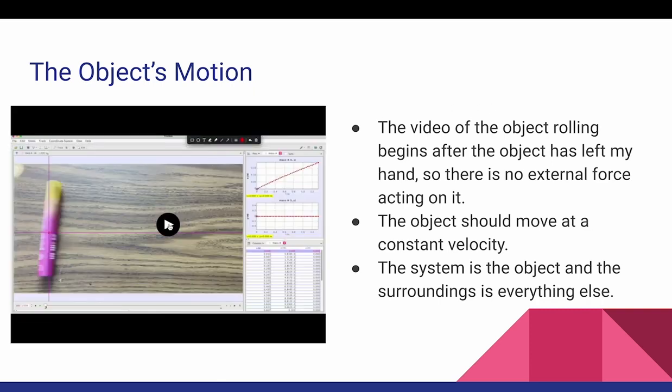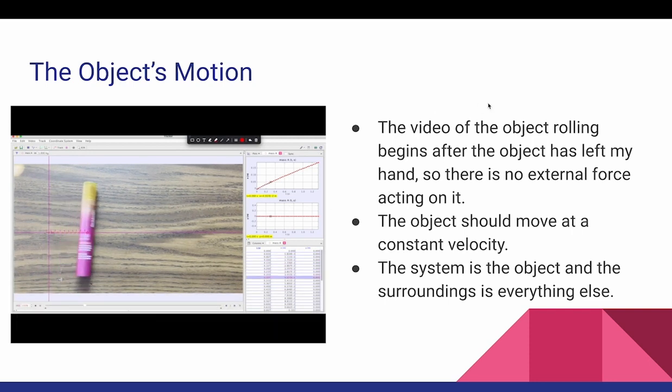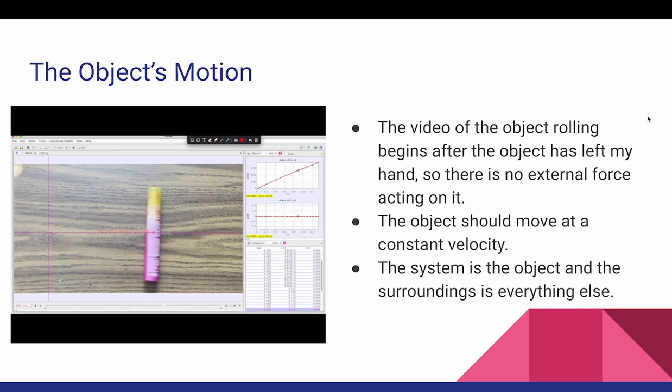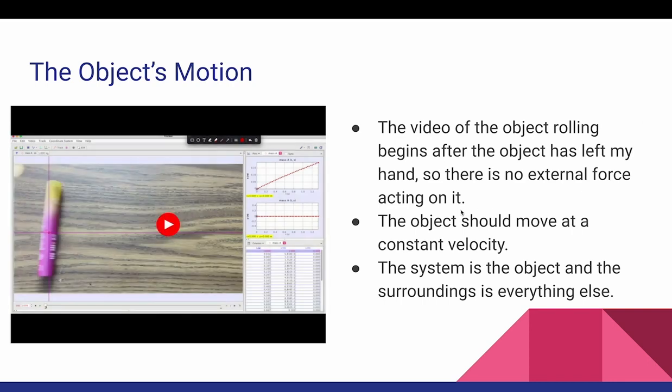So here's the video. The video of the object begins after the object has left my hand, so there's no external force acting on it, except for friction and air resistance. But the object should move at a constant velocity, and the system is the object, and the surroundings is everything else.